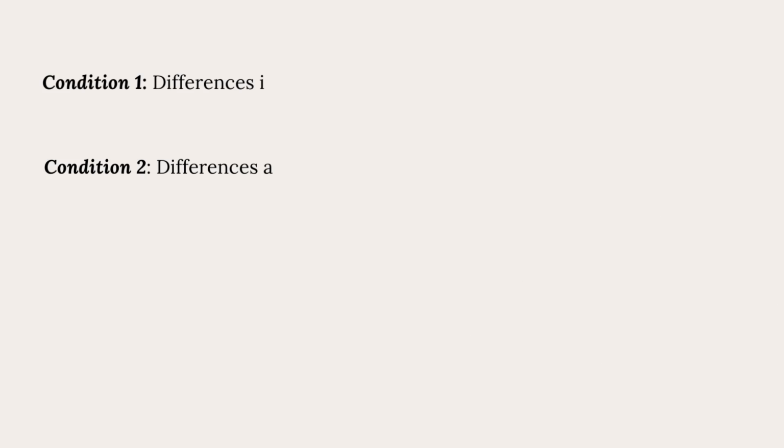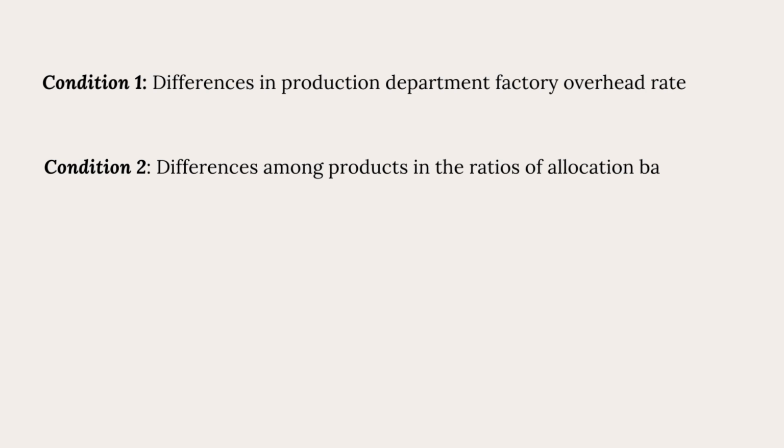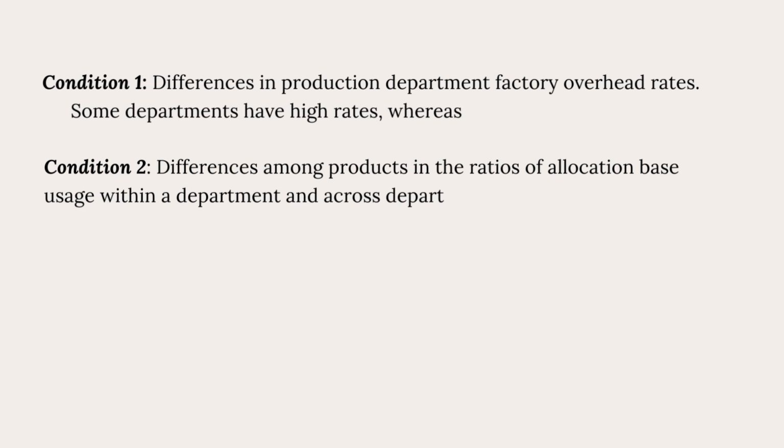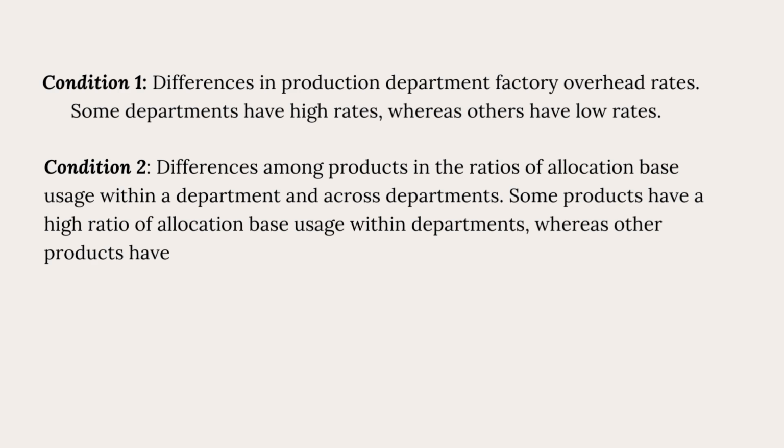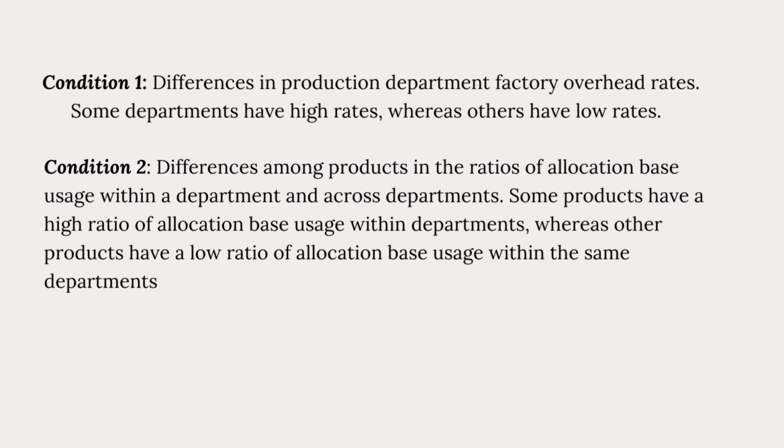So let us go through the different conditions when distortion of product costs happens in a company. Condition number one, differences in production department factory overhead rates, where some departments have high rates whereas others have low rates. Condition number two, differences among products in the ratios of allocation based usage within a department and across departments. Some products have a high ratio of allocation based usage within departments, whereas other products have a low ratio of allocation based usage within the same departments.